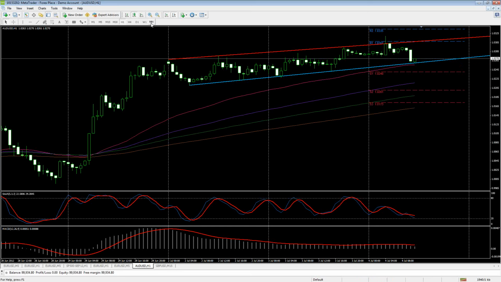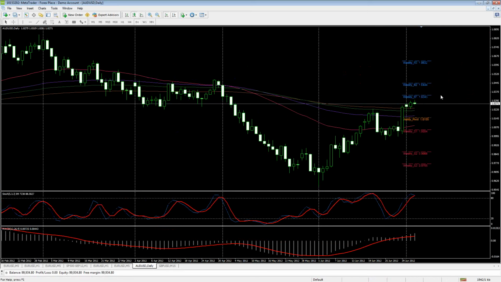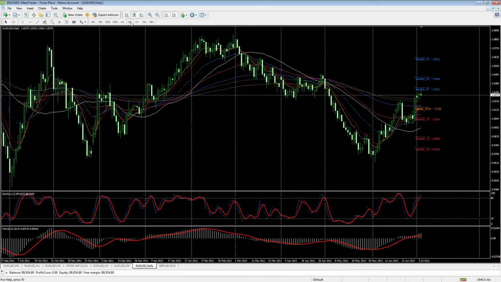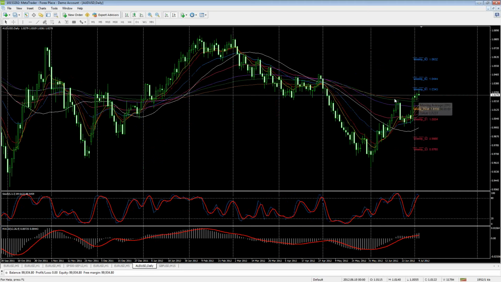The general trend here is still an uptrend, and you can see how the Aussie dollar is still supported by the trend, by the moving averages, and even by the 200 moving average on the daily chart. I remind you that it's an important moving average.